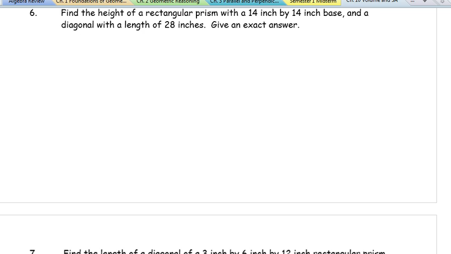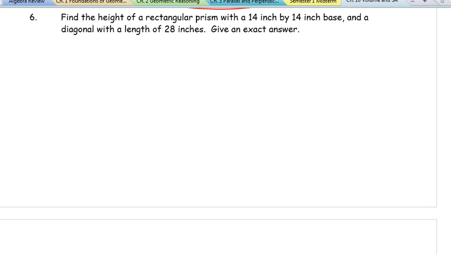Number 6, find the height of a rectangular prism. Okay, so now we're trying to find the height of a rectangular prism with a 14 by 14 inch base and a diagonal with a length of 28 inches. Give an exact answer. Okay, so diagonal equals L squared plus W squared plus the height squared, and we want to find the height. We do know the length, the width and the diagonal, but not the height. So we're just going to start plugging stuff in.